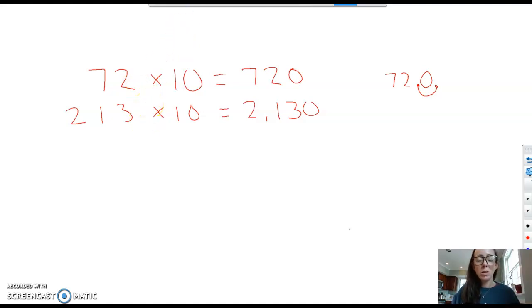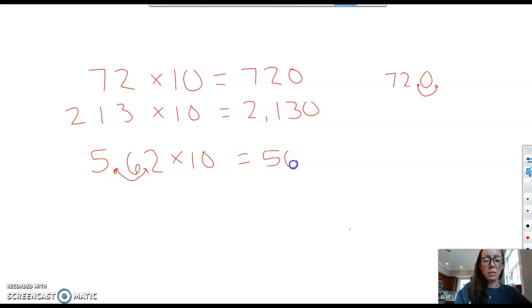So that's what's happening in these two examples. And the same thing is what's going to happen in a decimal problem. So let's say I had 5 and 62 hundredths times 10. Okay, I'm still going to make that number grow larger by one place. So to do that, I'm going to take my decimal and shift it one place to the right. So my answer would be 56 and 2/10.